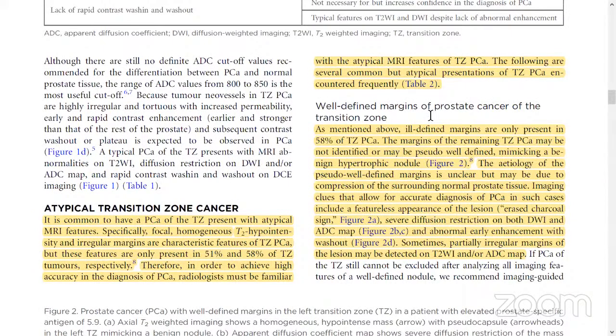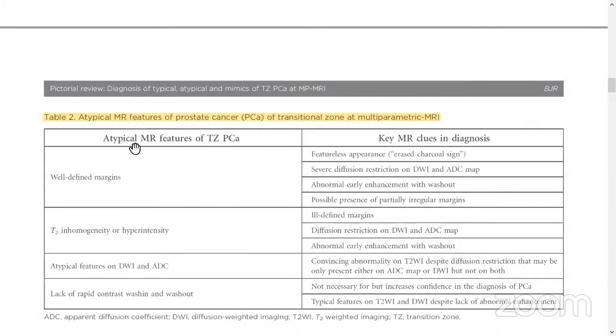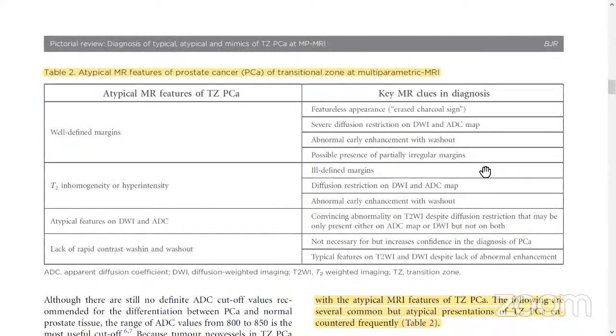It can have well-defined margins. It is not that it always has to be ill-defined or show this erased charcoal appearance. That is important. And this is a table which they have drawn for atypical findings. So what are the atypical findings? It can have well-defined margins, so it's not always ill-defined. What are the key MR clues in diagnosis? A featureless appearance, some aspect of the boundary of the lesion where you will have the erased charcoal sign positive, severe restricted diffusion, abnormal early enhancement, and possible presence of a partially irregular margin. So go for everything else that is important and try to sort it out.